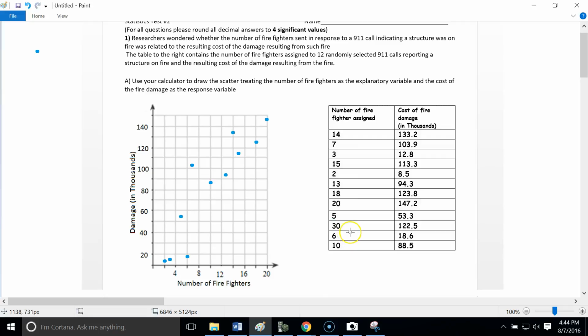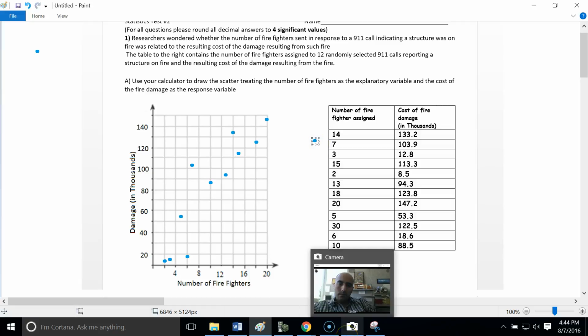Note that I did make a mistake here, and I pushed 30, which is off the scale here. If you didn't graph that point, that's fine. Otherwise, if you chose to put a point somewhere out here at, say, 30 and 20 something, somewhere around here, that would have been fine as well.